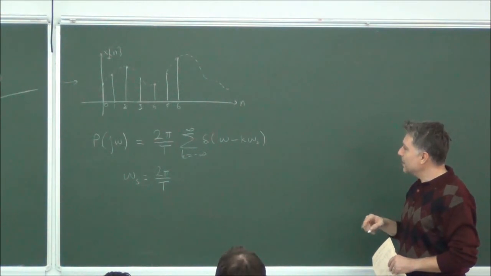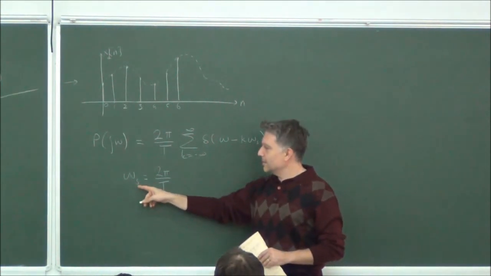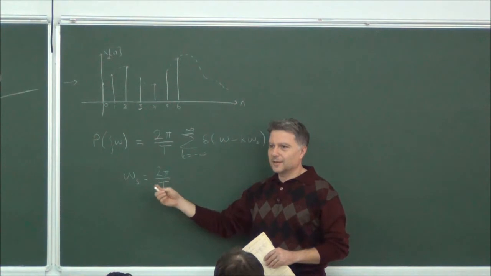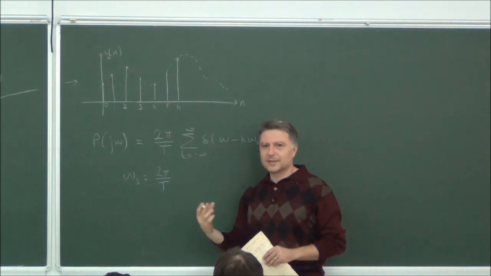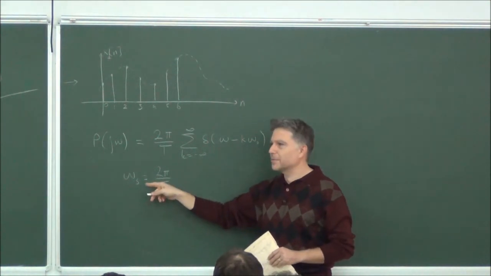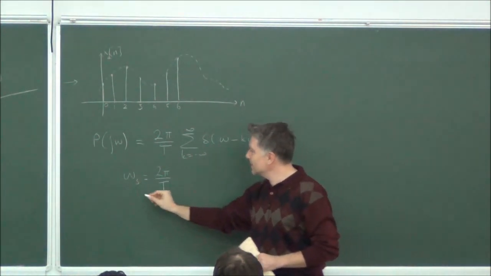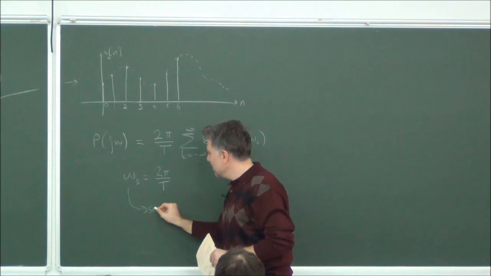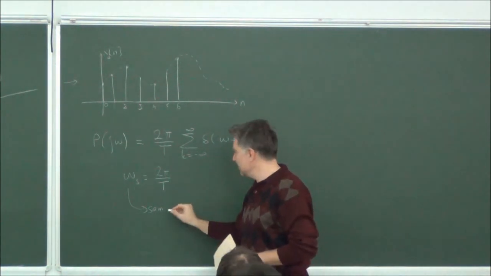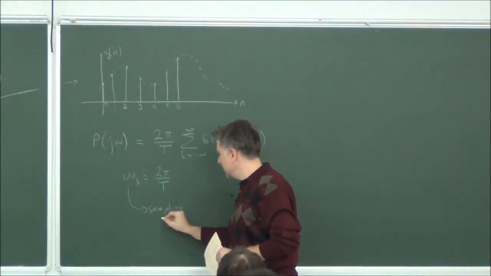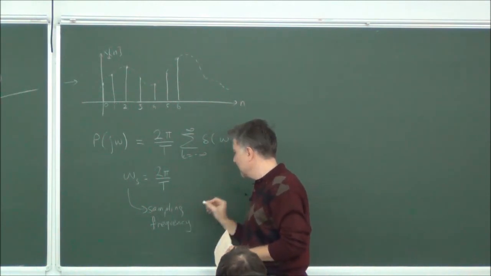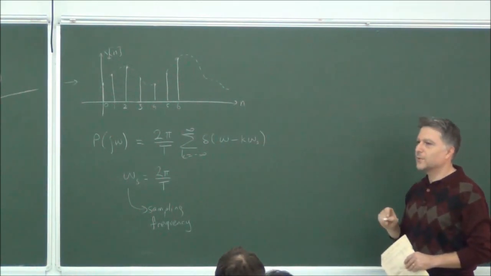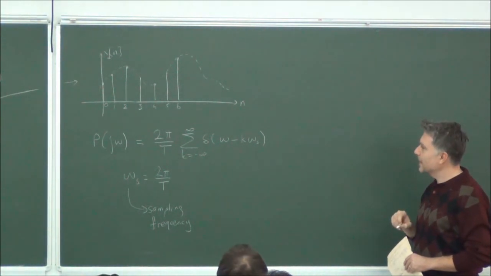Now, why am I giving a deliberate name of omega s? Why am I using this term? Sampling, right? This s comes from the sampling, and omega s is the sampling frequency then, because capital T is the sampling period. So that's why we give a name of omega s. So this is P of j omega.